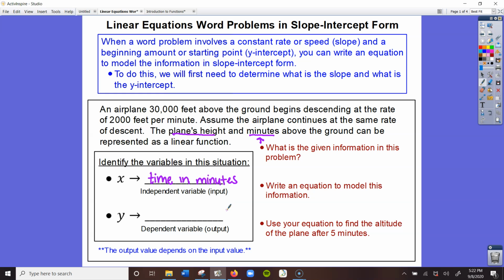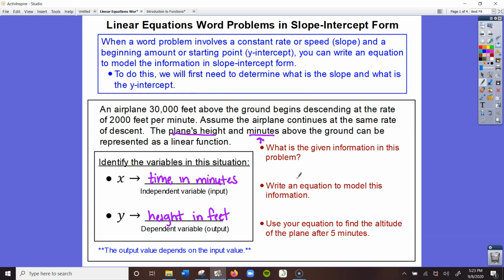For our dependent variable, that is going to get affected by the independent variable. And the dependent variable is always your y value. Now in this particular case, since our plane is descending, that means that its height is changing. Therefore, the dependent variable would be the height of the plane, which is in feet.